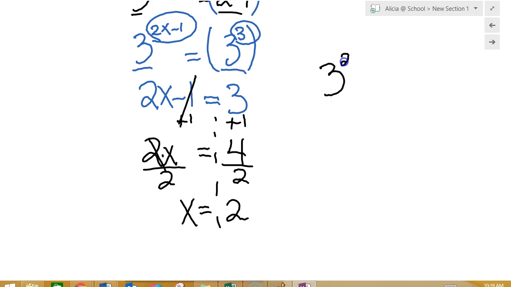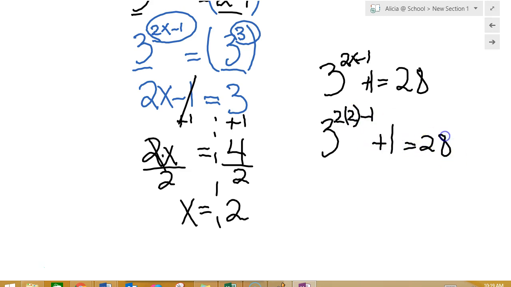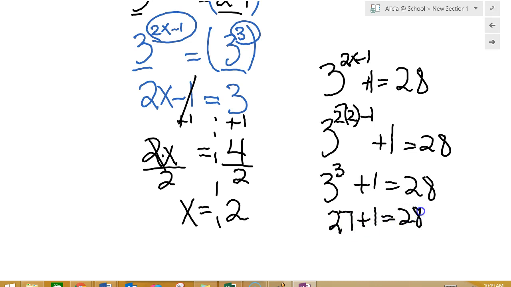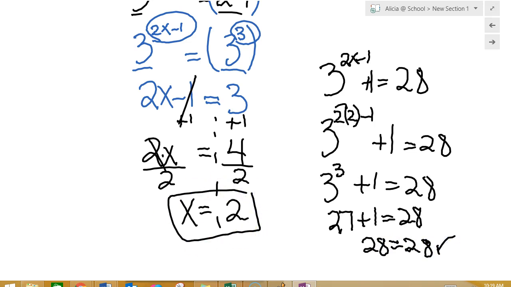So 3 raised to the 2x minus 1, plus 1, equals 28. 3, my x was 2, minus 1, plus 1 equals 28. 2 times 2 is 4, minus 1 is 3, plus 1 equals 28. Well, we know that 3 cubed is 27, plus 1 is 28, which, yes, 28 does equal 28. My answer is correct. I can go ahead and move on to activity 1D.2.